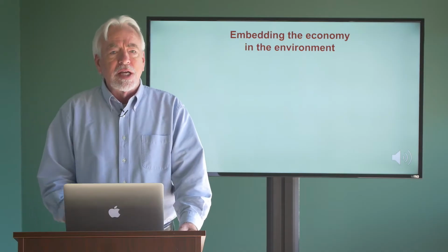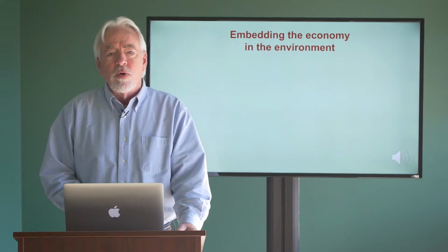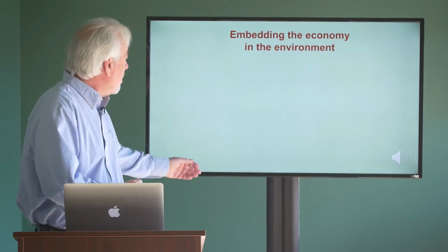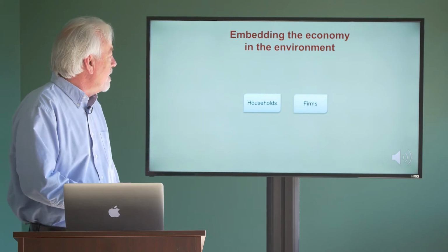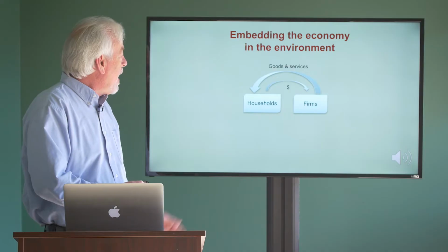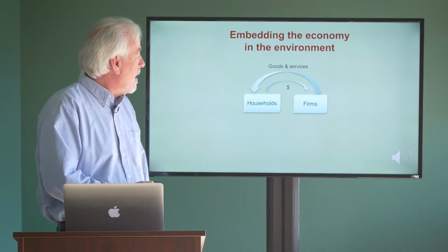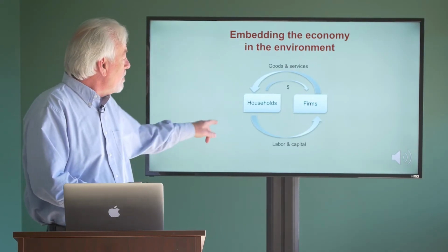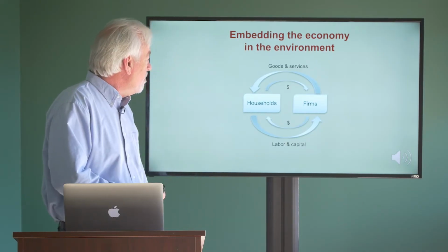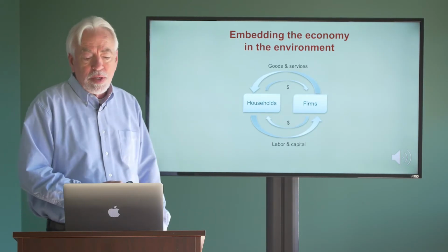In most economics textbooks, you find a circular flow model of the economy in which there are two main components. The first is the household, the second is the firm. The firms provide goods and services to the households, and in return, the households provide money to the firms. And the households provide labor and capital, the factors of production, to the firms, and in return, the firms pay them money. And this economy merrily spins around.